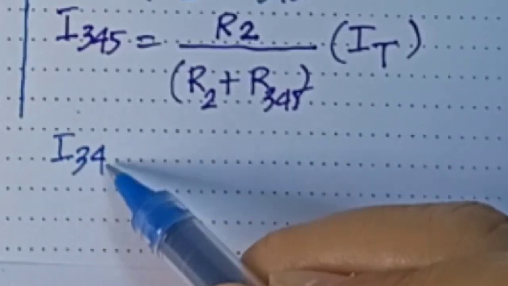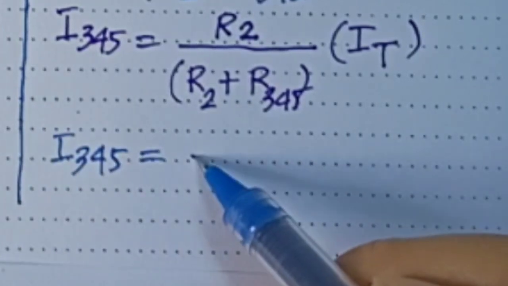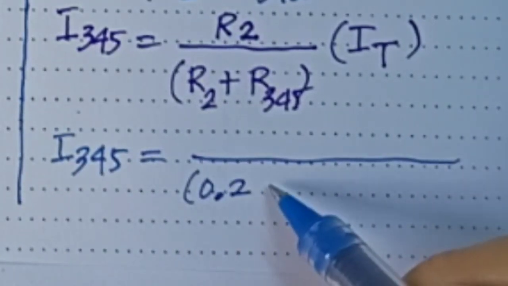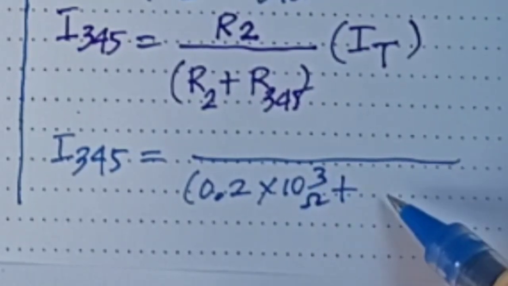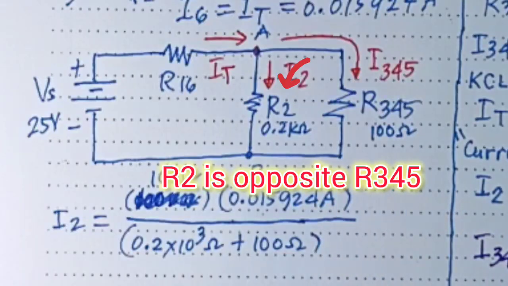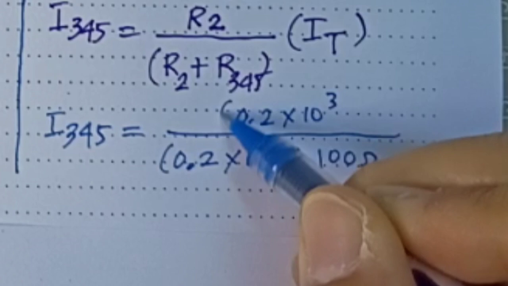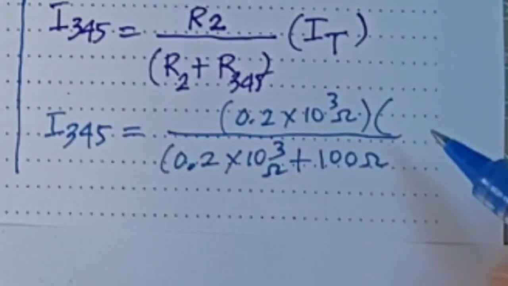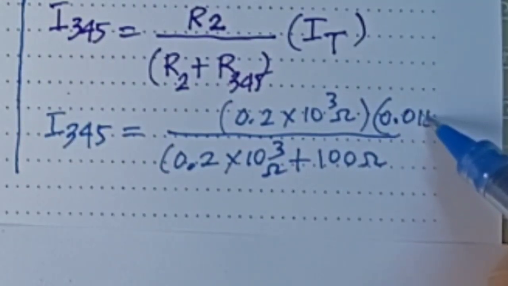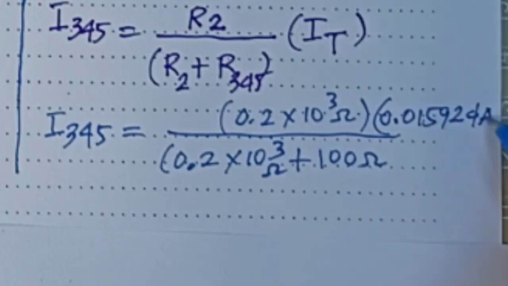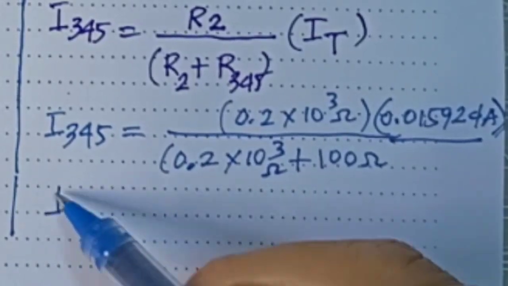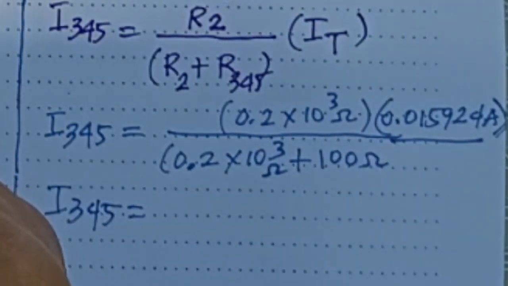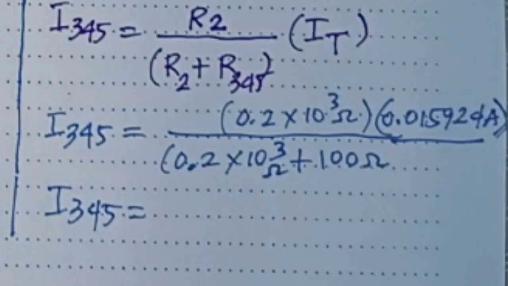Now for I345, we will be writing the same: 0.2 times 10 to the 3 ohms plus 100 ohms. Then the opposite of R345 is R2, 0.2 times 10 to the 3, or that's 200. And then we multiply with the current, 0.015924 amperes. Okay? And so we will get the value of I345, and we will also get the value of I2. So let's do it.